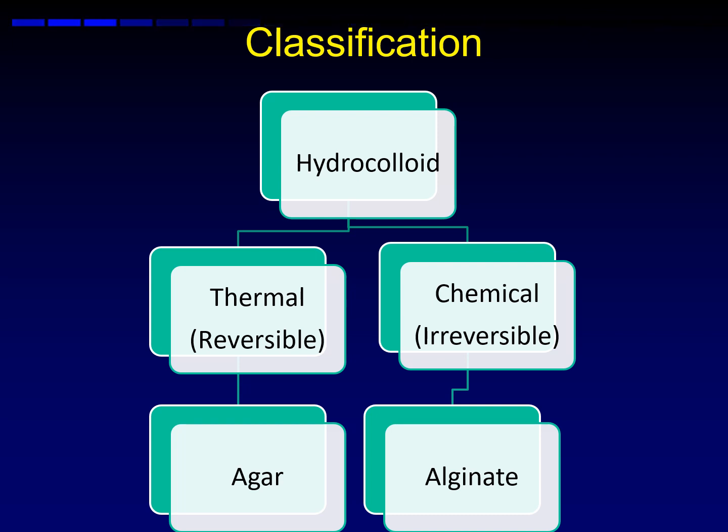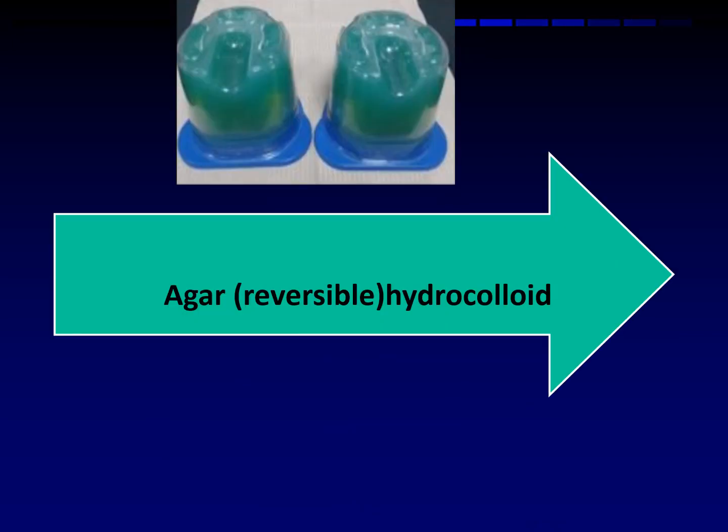When it comes to hydrocolloids, based upon the setting reaction, they are classified into thermoplastic and thermoset. Thermoset means the setting reaction is brought about by a chemical reaction. So all the thermoplastic impression materials are reversible and the thermoset materials are irreversible. Agar is the example for a reversible hydrocolloid and alginate is the example for an irreversible hydrocolloid impression material. Let's see each impression material.